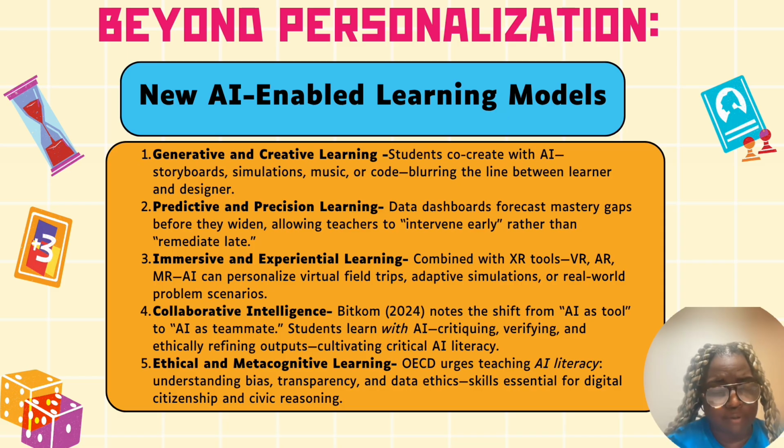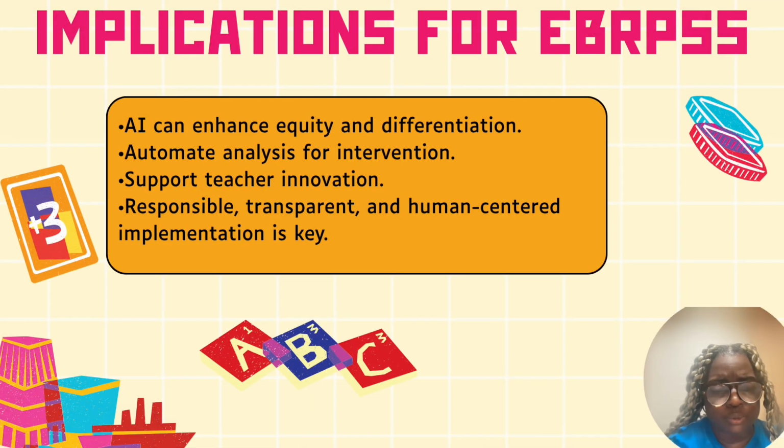Ethical and metacognitive learning. OECD urges teaching AI literacy, understanding bias, transparency, and data ethics, skills essential for digital citizenship and civic reasoning. Together, these redefine what learning means: dynamic, participatory, and human-AI collaborative. Implications for the EBR school system: AI can enhance equity and differentiation, automate analysis for intervention, and support teacher innovation. Responsible, transparent, and human-centered implementation is key.